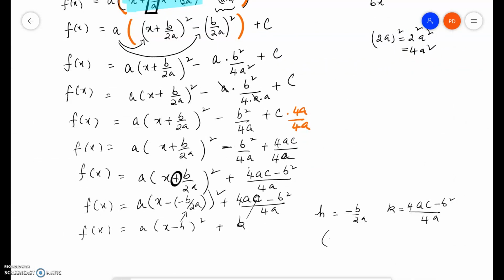So the coordinates of the vertex of an equation that's given in the form f of x equals ax squared plus bx plus c. If we know the coefficients of x squared, x, and the constant in a quadratic function, then we can use this formula to write down the vertex of that function. So if the equation is given in the form f of x equals ax squared plus bx plus c, and if we know a, b, and c, we just plug it into this equation to get the vertex hk.